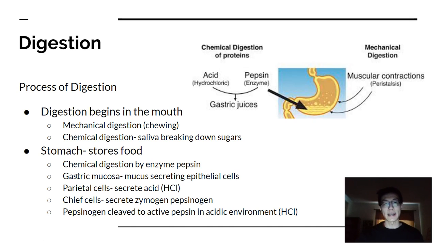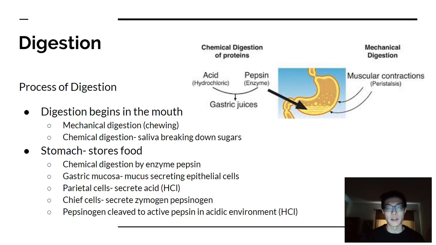In the stomach, that's where we often see some of the initial breakdown of proteins. We often see breakdown of proteins by our friend pepsin, which is the activated form of pepsinogen. We have the gastric mucosa, which is the mucus-secreting epithelial cells in the stomach. We also have parietal cells in the stomach that secrete your HCl, your hydrochloric acid, and that's what's going to activate your pepsinogen into pepsin.